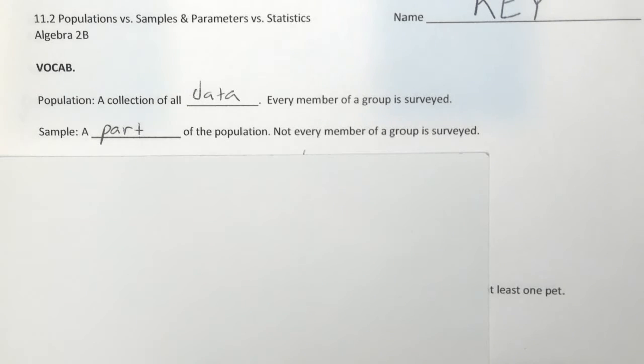Hey everyone, it's Mr. Slomka, and today I wanted to talk to you about section 11.2, which is on populations versus samples and parameters versus statistics. So this is a very vocab-heavy section, but that's good news because that means there's not very much calculation.